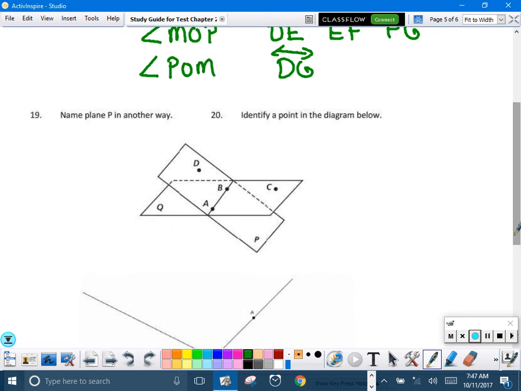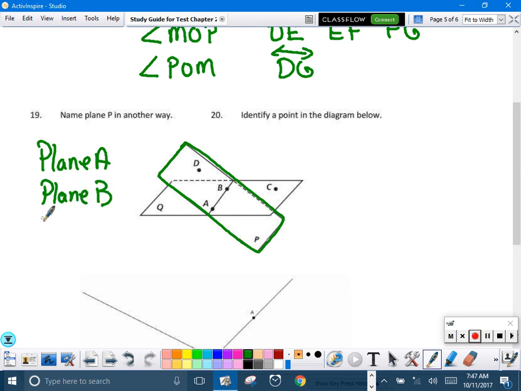Okay, number 19. Name plane P in another way. All right, so plane P is in that portion right there. All right, so there are 3 answers, and you need to write the word. So there's plane A, there's plane B, or you could say plane D. You do not need to write all of them. You only need to write it one way.